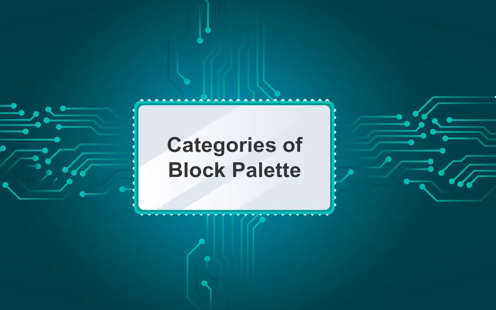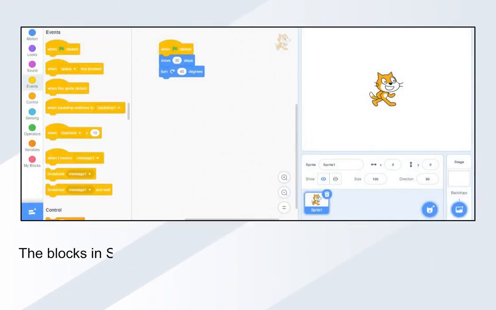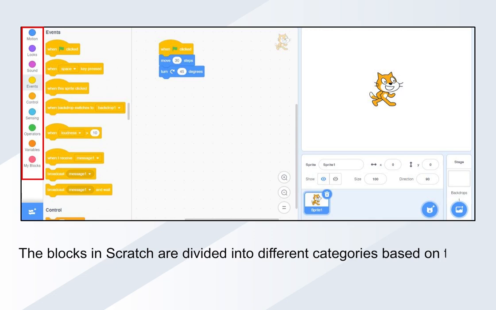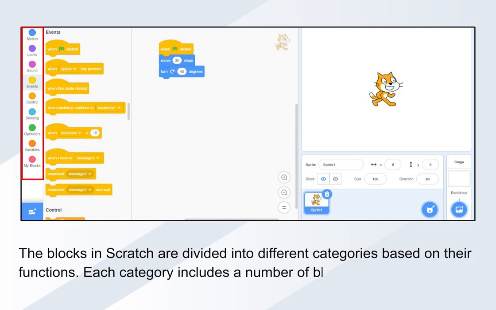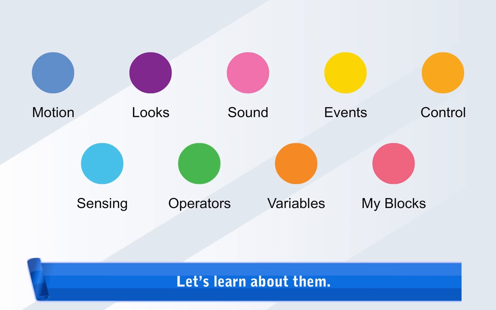Categories of block palette. The blocks in Scratch are divided into different categories based on their functions. Each category includes a number of blocks to do different jobs. Let's learn about them. Motion, looks, sound, events, control, sensing, operators, variables, my blocks.